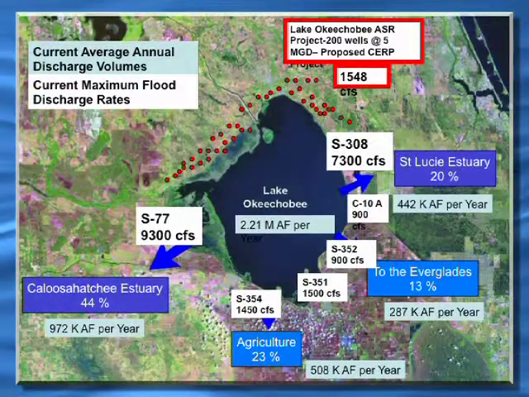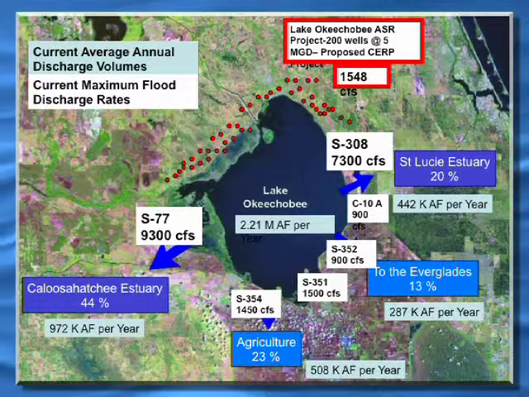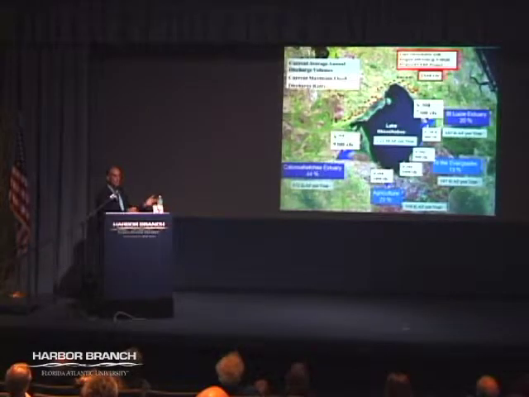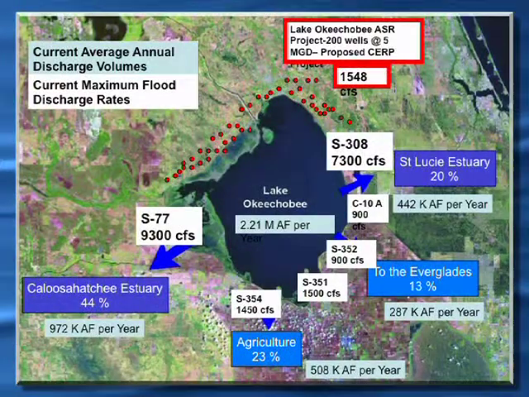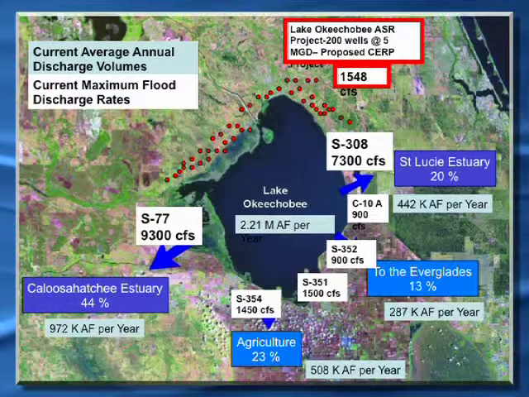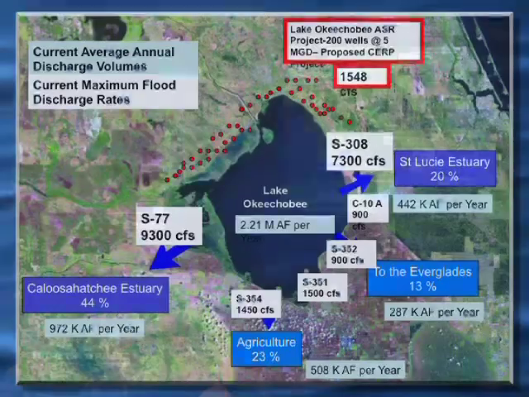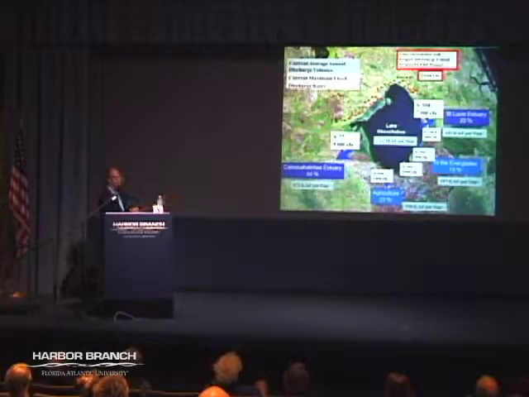And as I mentioned, the aquifer storage and recovery wells, the Lake Okeechobee project, call for 200 of these 5 million gallon a day wells on the north side of the lake, pumping out of the lake down into that aquifer and storing it there. It would take you 152 days to lower the lake by 1 foot. So it's not very effective. That's pumping 24/7. That's a lot of electricity you're using to try to lower this lake. And compare the maximum capacity of 1,500 cubic feet per second to 7,300 and 9,300. That's over 16,000 cubic feet per second compared to the 1,500. So obviously there's not enough capacity there to move it out in aquifer storage and recovery. So we need some sort of connection south.